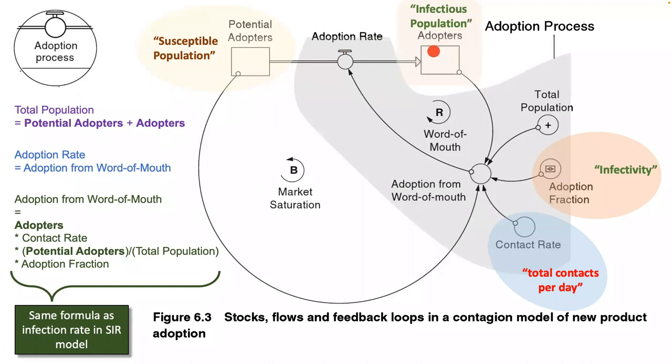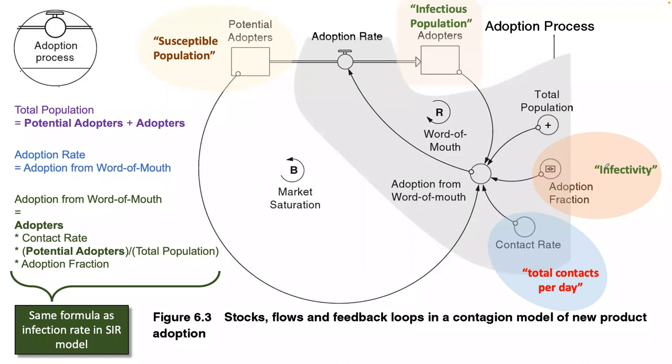But if some people are recycling and some are not, then every time you bump into somebody, you have a chance of bumping into somebody who's not recycling. And that fraction, the potential adopters, is the number of non-recyclers divided by the total population. As long as that's non-zero, then this adoption from word of mouth has a potential to be non-zero itself. So this is exactly the SI model, just written in a kind of marketing speak about adoption instead of infection.